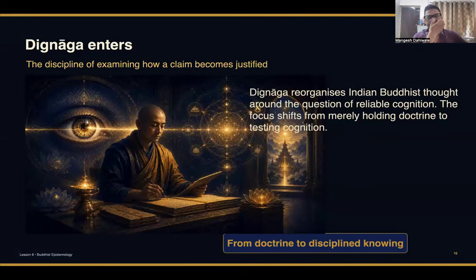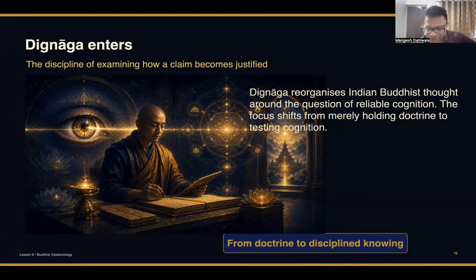So let's look at Dignāga. He's one of the greatest philosophers in the Buddhist tradition. So, the discipline of examining how a claim becomes justified. So Dignāga reorganizes Indian Buddhist thought around the question of reliable cognition. The focus shifts from merely holding doctrine to testing cognition.